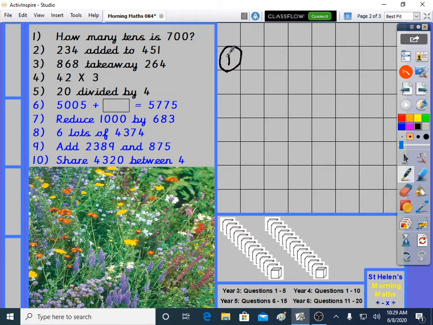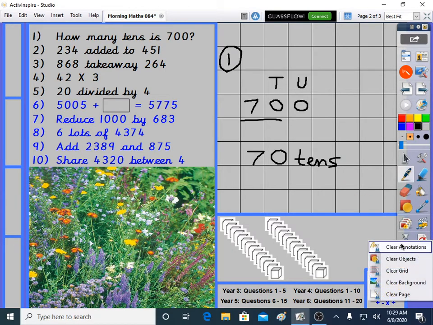So question 1, year 3 level, how many tens is 700? How many tens is 700? Well, 700 is 700 units, but in tens it would be 70 tens. So 700 is 70 tens. That's question 1. Time for question 2.